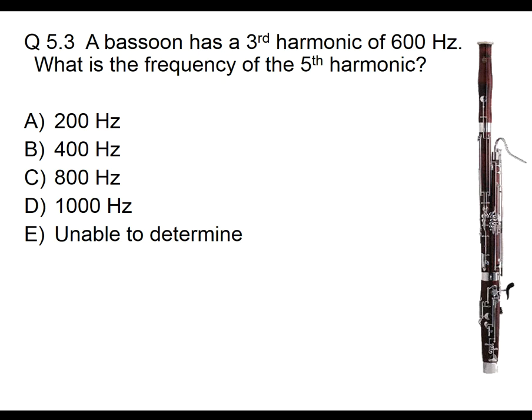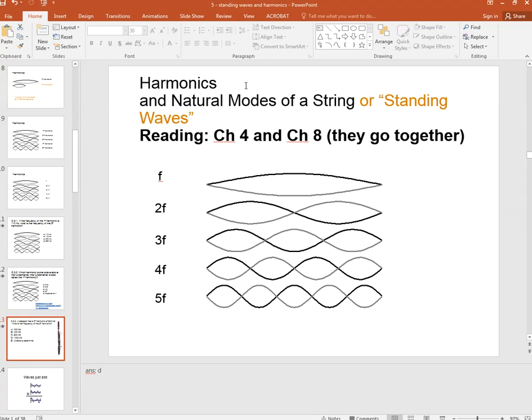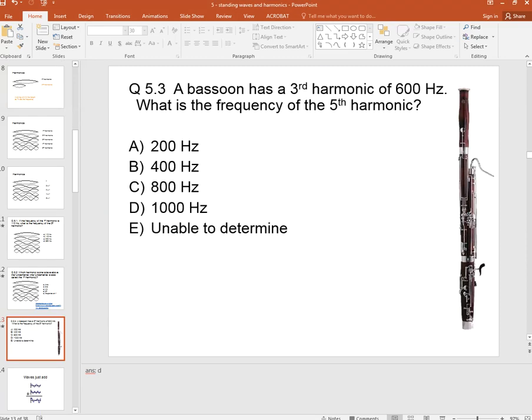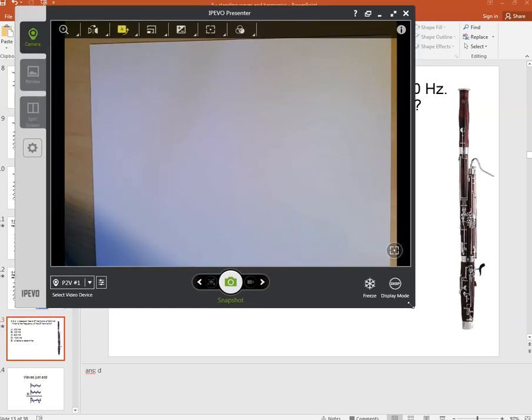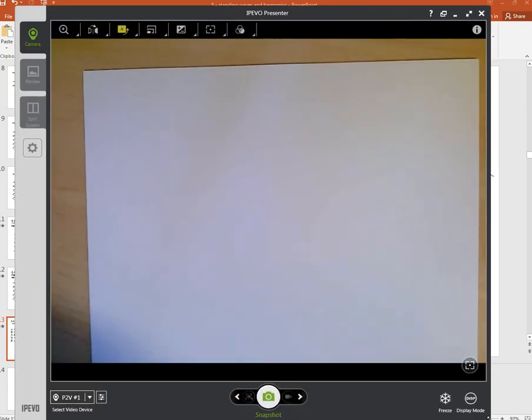All right, we're back. Hopefully you figured out that if the third harmonic is 600 hertz, that means the fundamental is going to be 200 hertz. Now that you have the fundamental, you can figure out any of the harmonics, and the frequency of the fifth harmonic should just be 5 times the fundamental. Now I'm going to bring up my sketch pad here to work that one out.